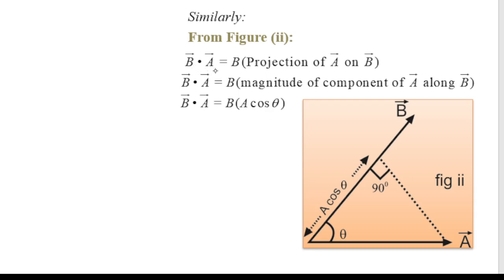Similarly, B dot A is equal to magnitude of vector B into projection of A on B. B dot A is equal to B into magnitude of component of A along B. B dot A is equal to BA cos theta. Vector B, projection of A on B.